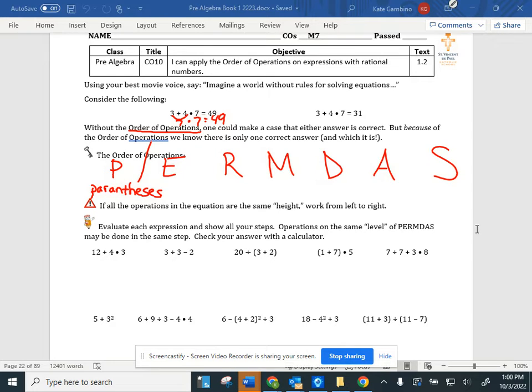So that is its own level. That is the first level we do. We look for any parentheses. Then we look for exponents. Not rational. Radicals.